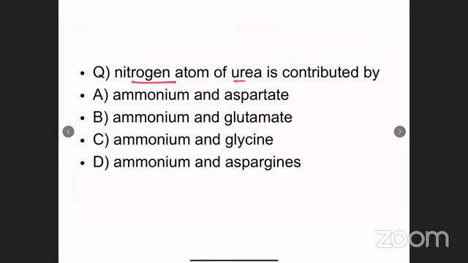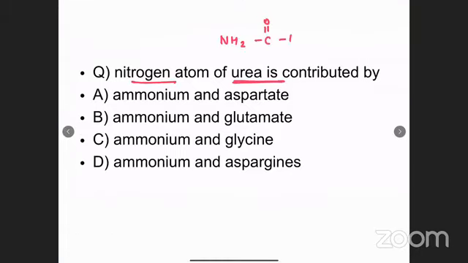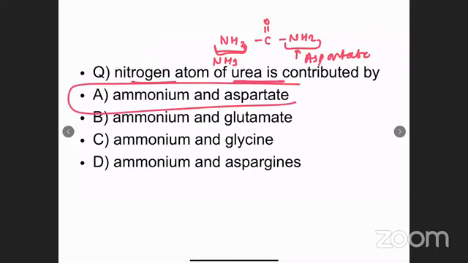Nitrogen atoms of urea are contributed by which molecules? Urea means NH2, CO, NH2. Who is going to donate the nitrogen? The first nitrogen is given by the ammonium ion, and the second is given by aspartate. So the answer to this question will be ammonia and aspartate. This is how we have written the information.